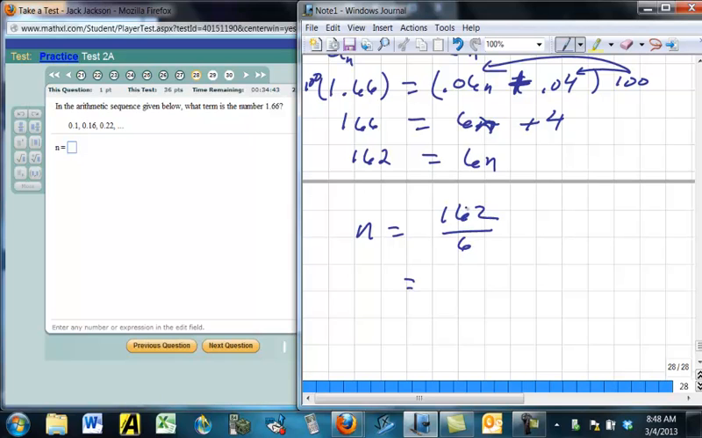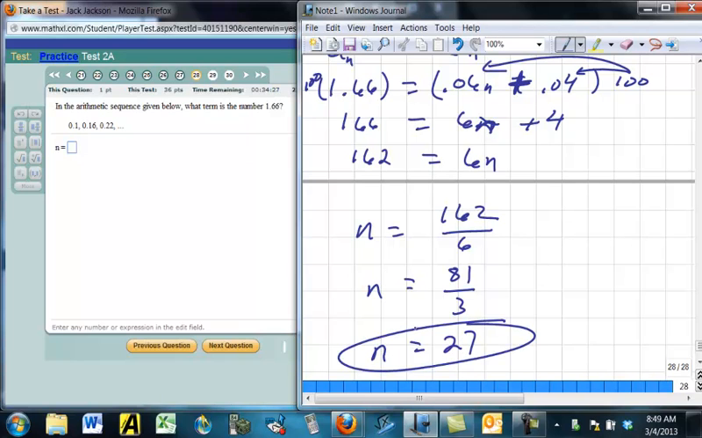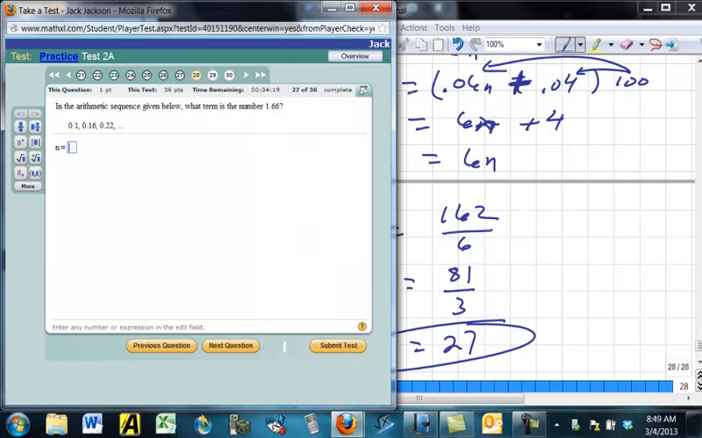And so n is 162 over 6. Let's see, I'm going to divide a 2 out the top and bottom. That's 81 over 3. Oh, that works out nicely because 3 goes in 81 27 times. So it's the 27th term. Now, of course, n should be a whole number here if this is going to work out. So 27th term should be it.